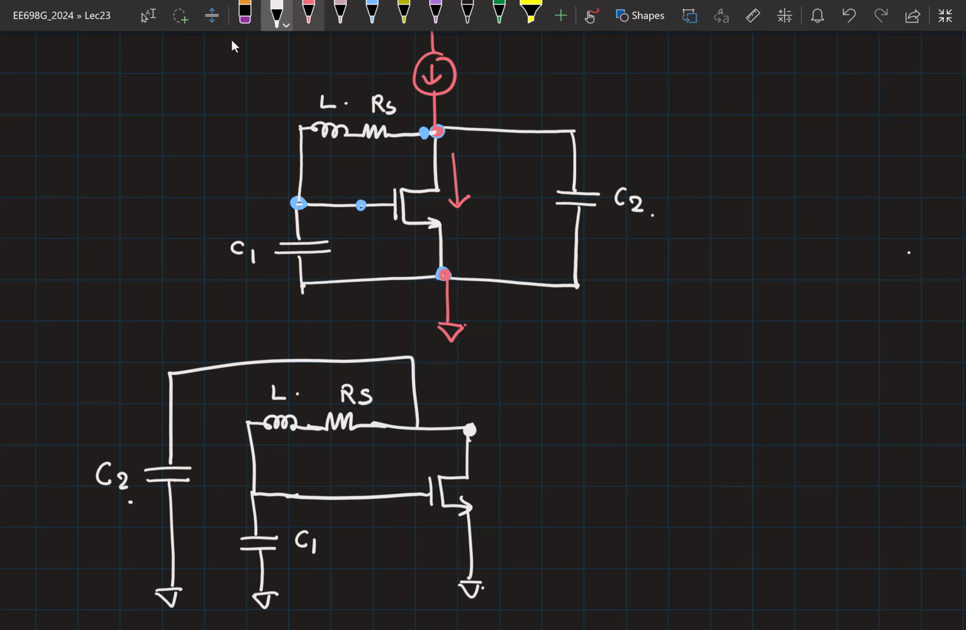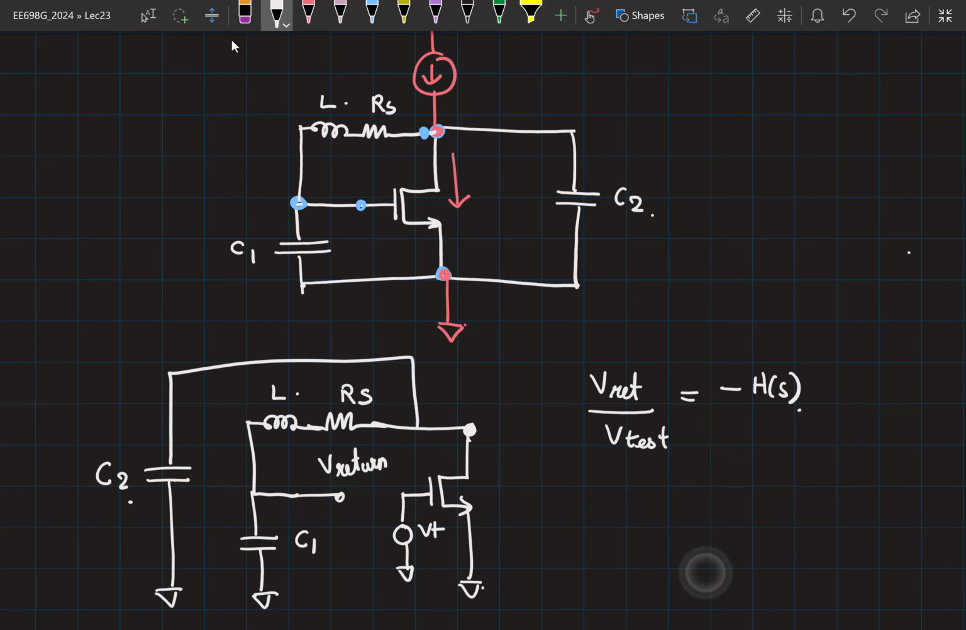So now to test it, let's say I break the loop here. I can apply a V test and see how much is the return voltage coming here. Then you can do V return by V test, and this will be equal to minus of H of S. And once you solve this, you will find out what is the magnitude of H of S, gain of phase of H of S, and then you can equate it to the Barkhausen's criterion. Any questions on this? Okay.